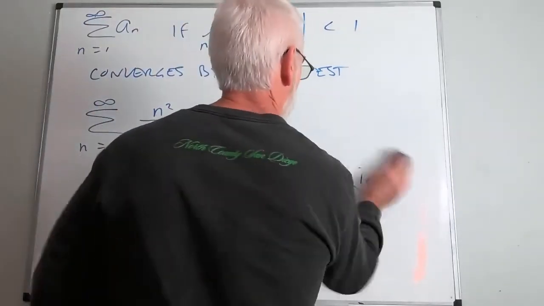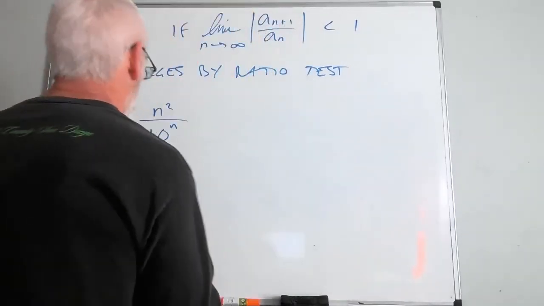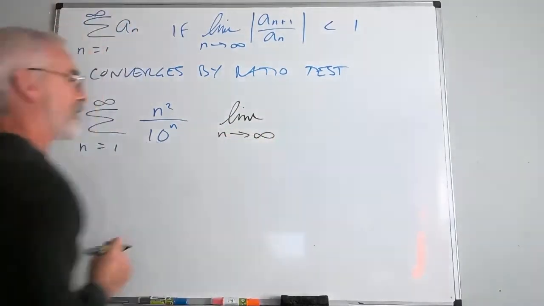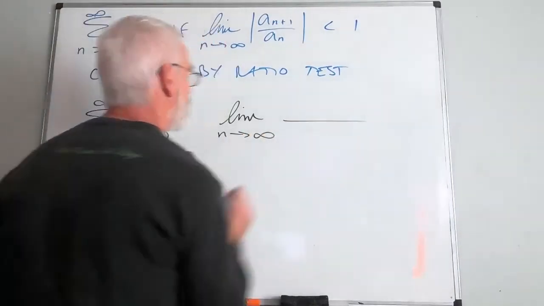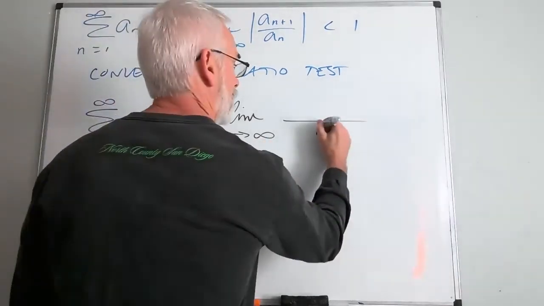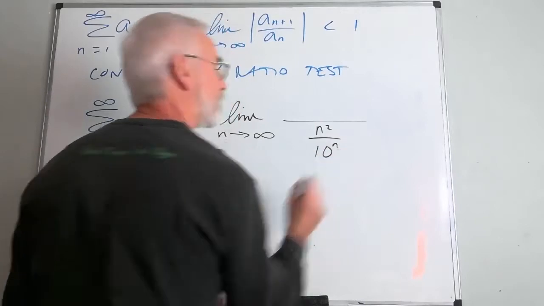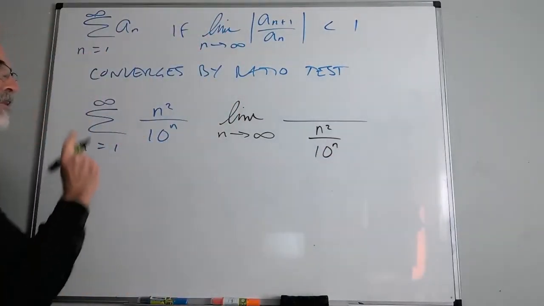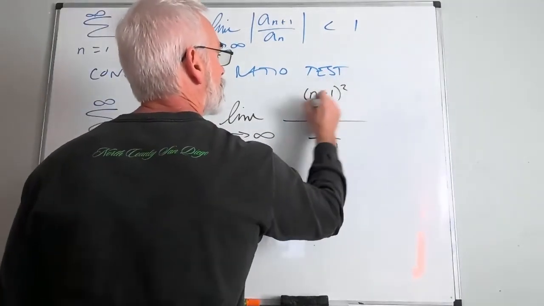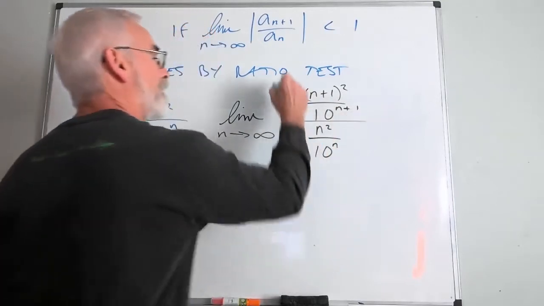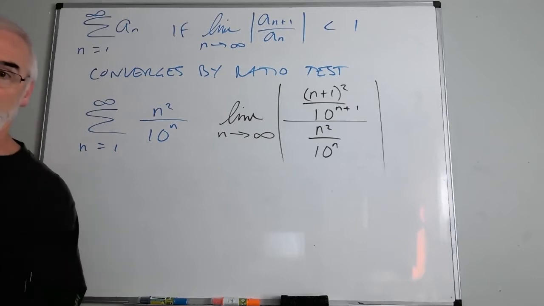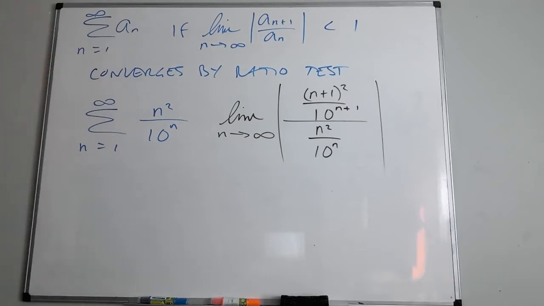So the way we attack this, and it's always the same setup, okay? I'm going to take the limit as n goes to infinity. Now, first thing I'm going to do, it's a quotient. It's the n plus first term over the nth term. Well, this is the nth term. The n plus first term means I'm going to replace n with n plus 1. And then the whole thing is in absolute value. Always in absolute value because that quantity can be negative. There's nothing wrong with that.